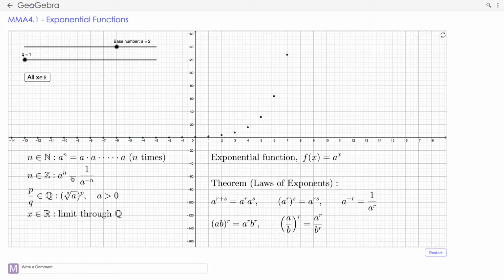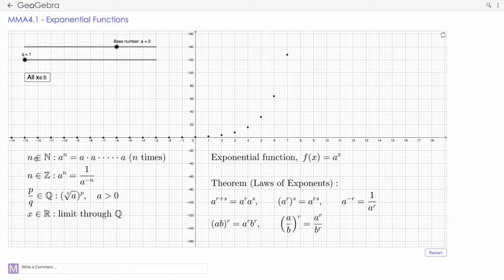So a to the power n is the same as 1 over a to the power minus n. So if n is -3, we can just say, well, then it's 1 over a to the power 3, right? So that would be, for the case a equals 2, an eighth. So the values here are an eighth, a sixteenth, a thirty-second, and so on.